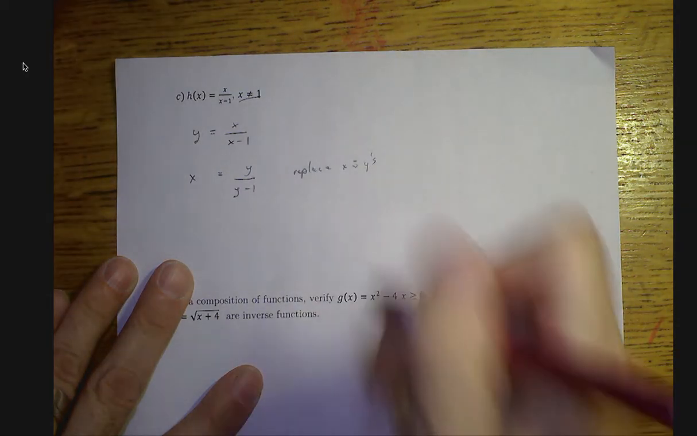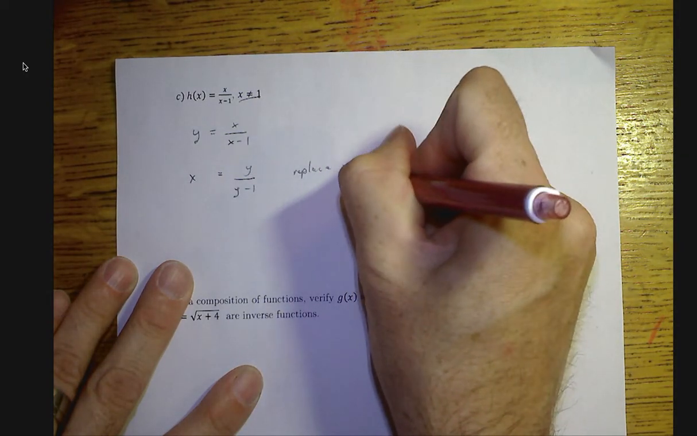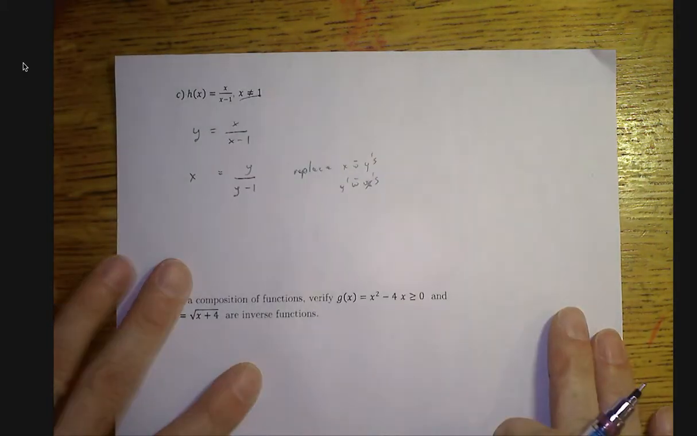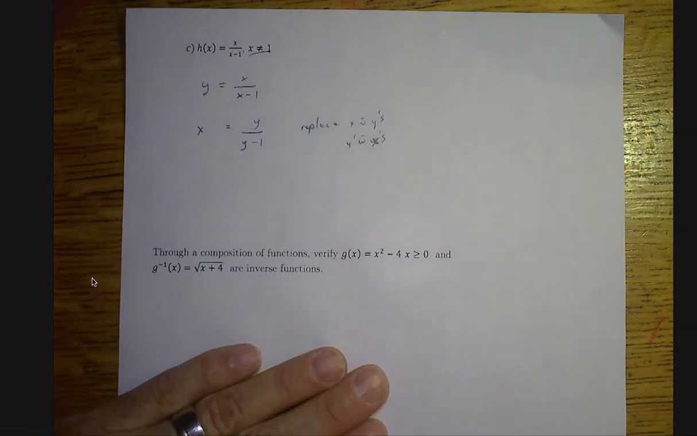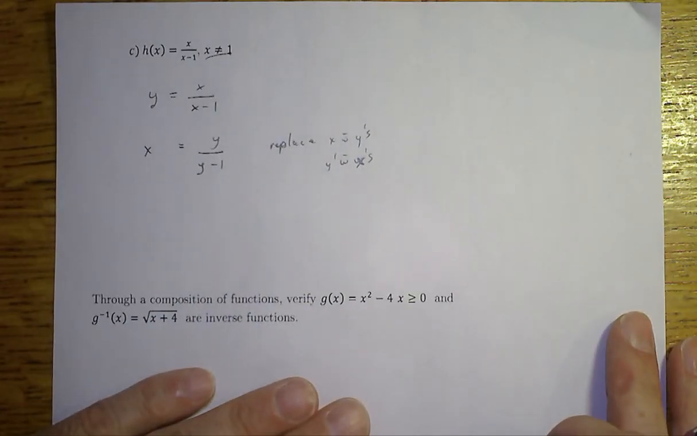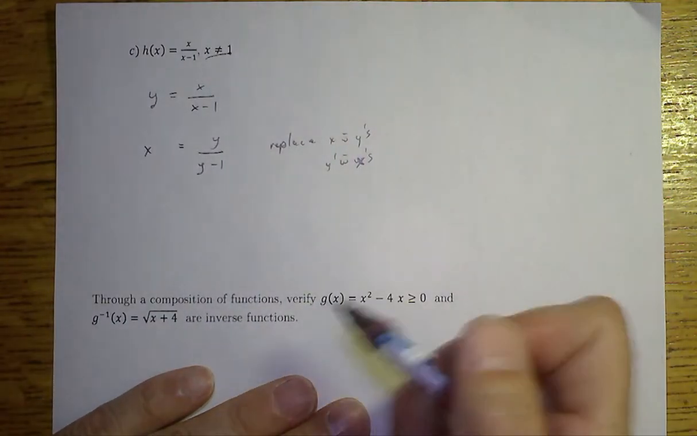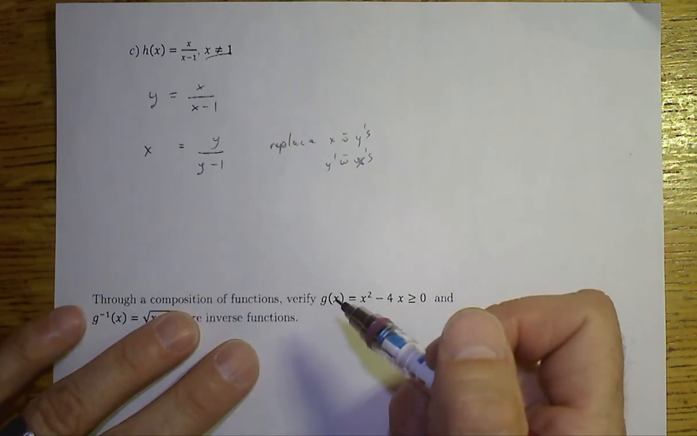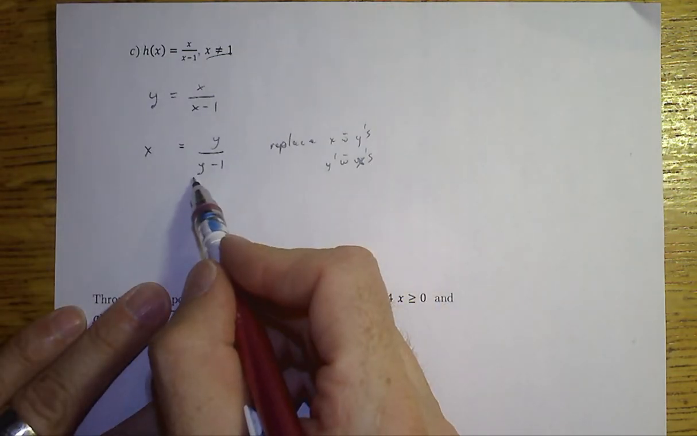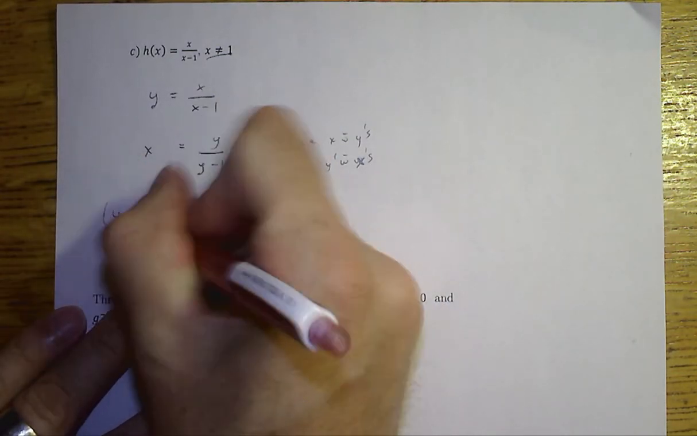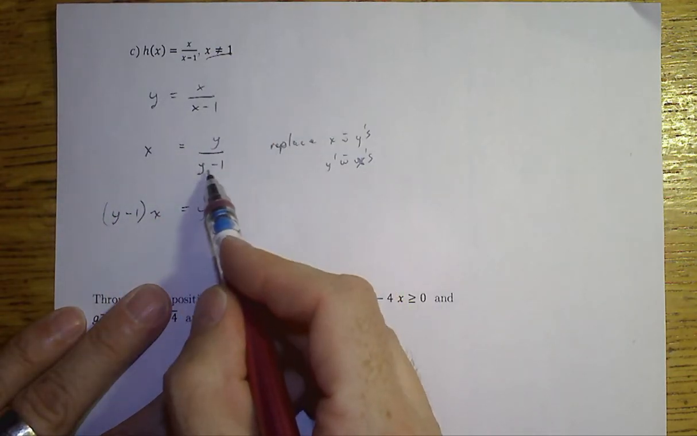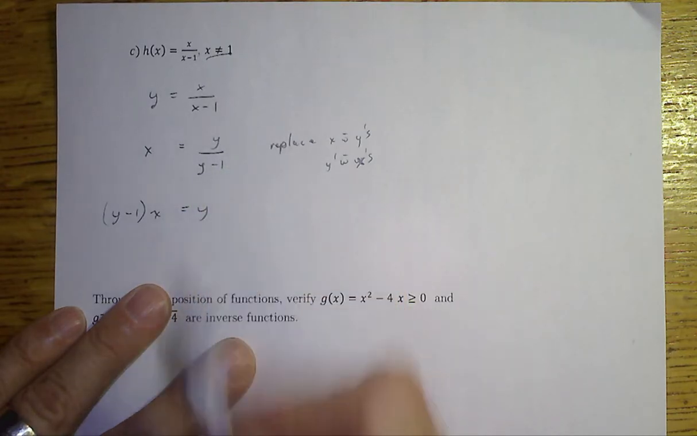Right about here is where the wheels fall off. So replace the x's with the y's and the y's with the x's, and what do you do when you have two y's? Great question. I'm sure that most of you guys had an issue with that. So here, I'm going to multiply both sides by y minus 1. So if I multiply this side by y minus 1, all I'm left with is y.